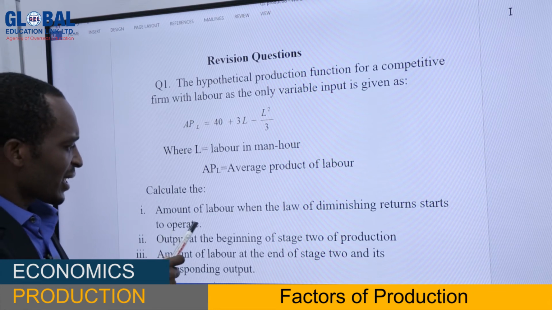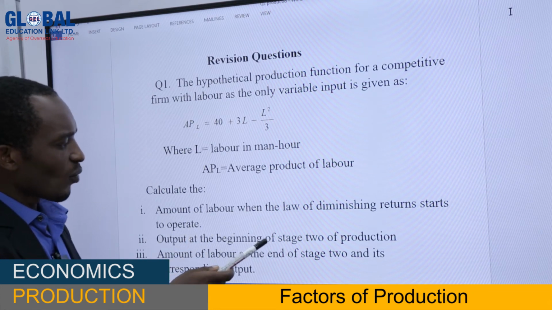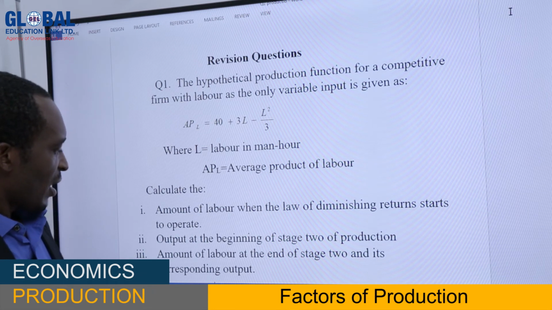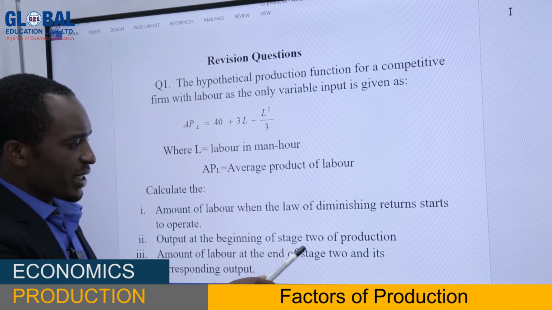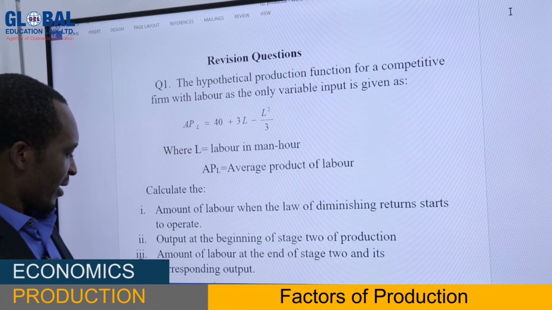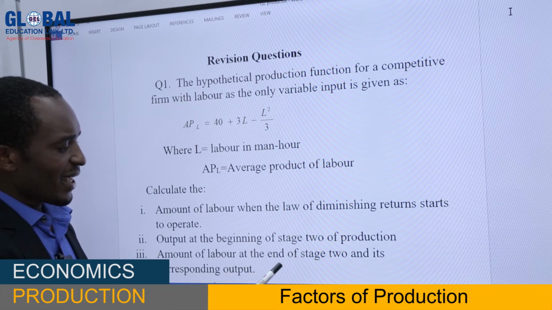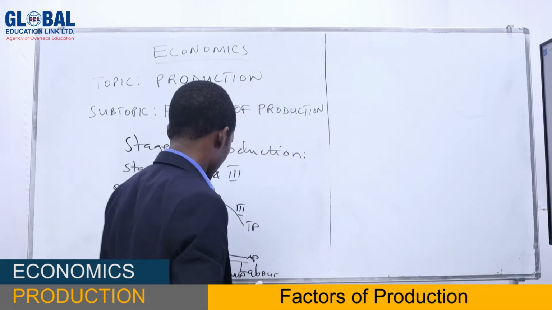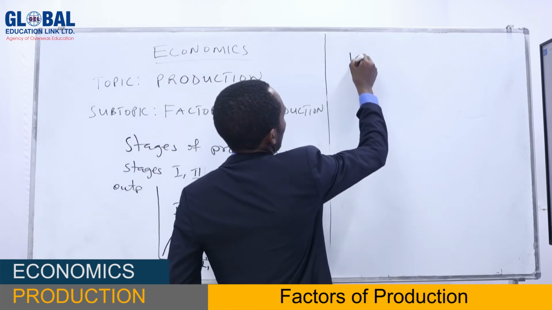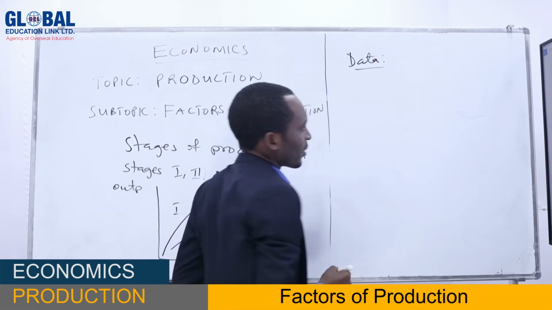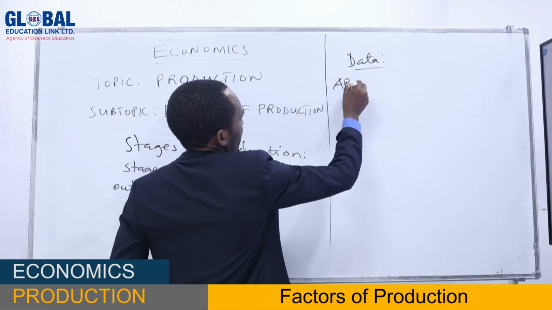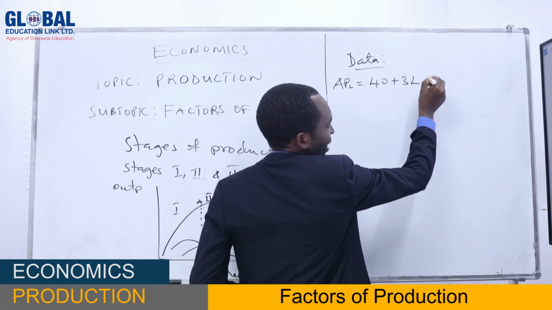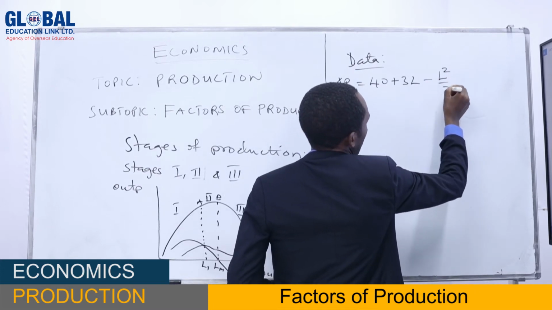Now we are asked to calculate, 1, the amount of labor when the law of diminishing returns starts to operate. Then 2, calculate the output at the beginning of stage 2 of production, and 3, calculate the amount of labor at the end of stage 2 and its corresponding output. So let us write the information we are given. We are given that the average product of labor is 4 plus 3L minus L square over 3.